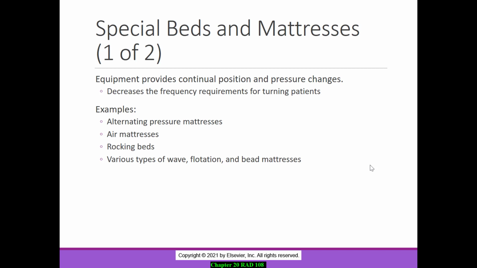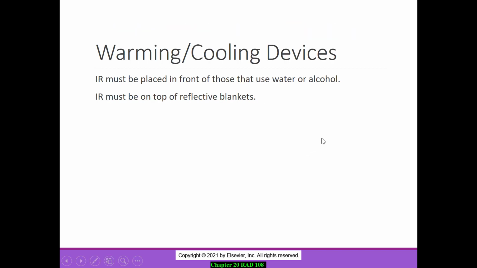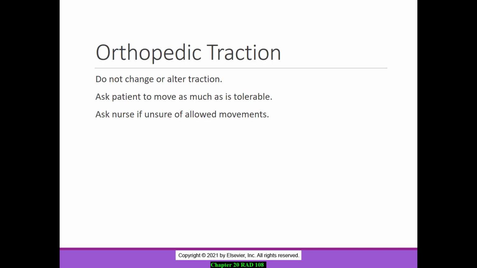There may be wave or flotation mattresses that you have to be cautious of if you're putting your image receptor on there. You may have to move beds and have those turned off for mobile exams, and those air beds should be inflated to maximum pressure if you're going into a room with that to take an image. The IR should be placed in front of those that use water or alcohol, and your IR must be on top of any reflective blankets if they're using those in the department.